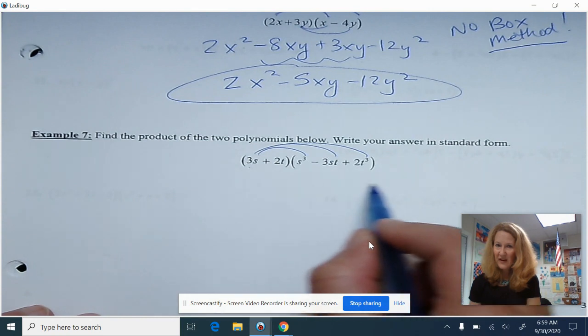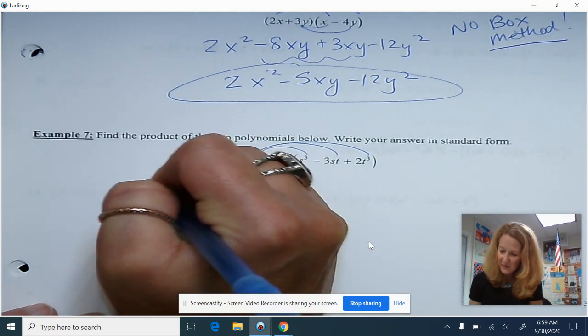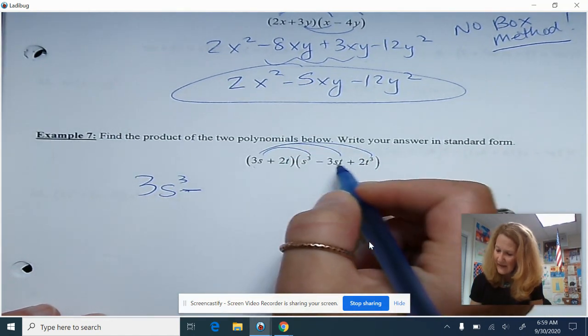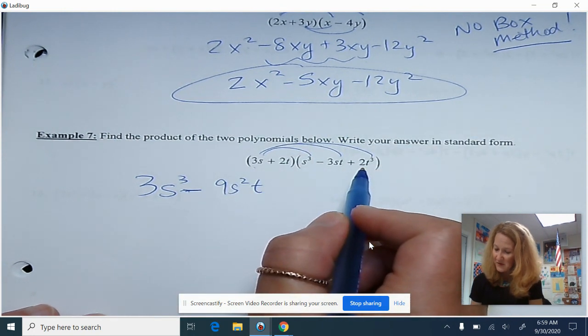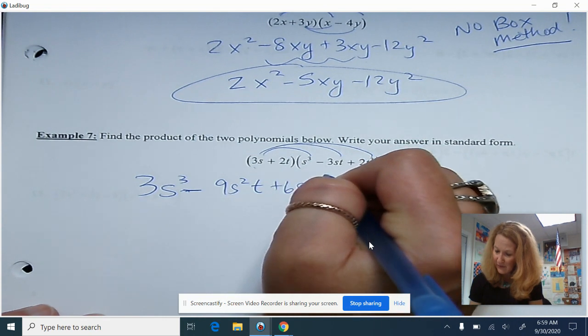And this time I'm going to write it as one long line. So I have, here I am doing it. All right, so I have 3s to the third, minus 9s squared t, and then 3s times 2t to the third is plus 6s t to the third.